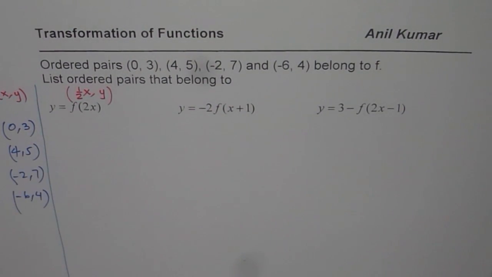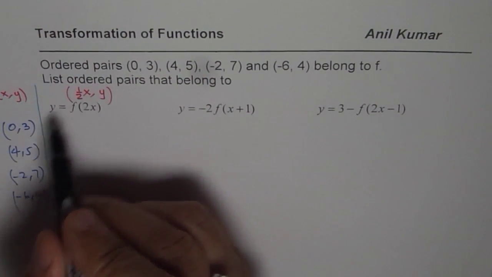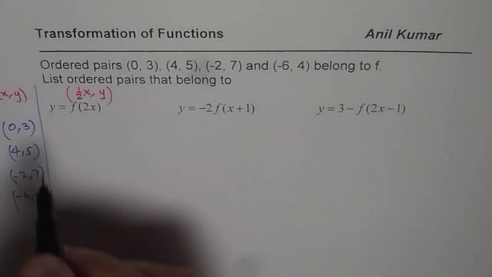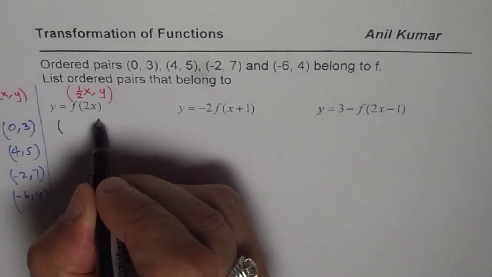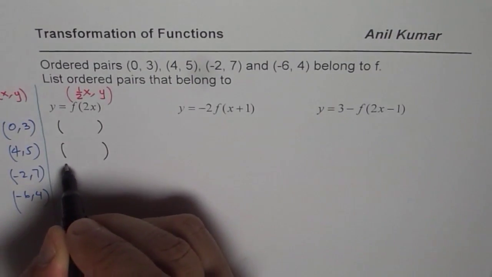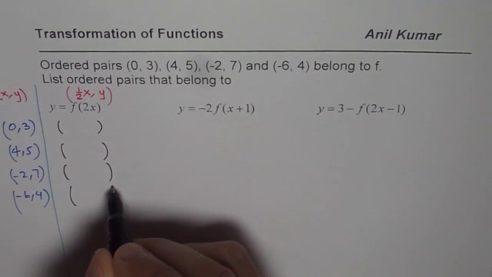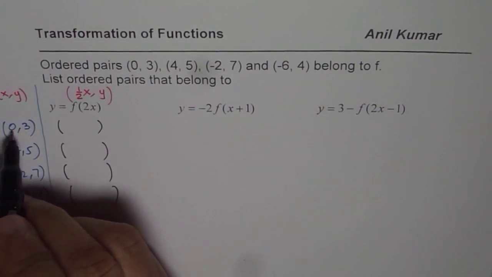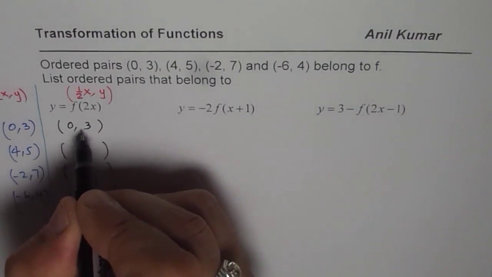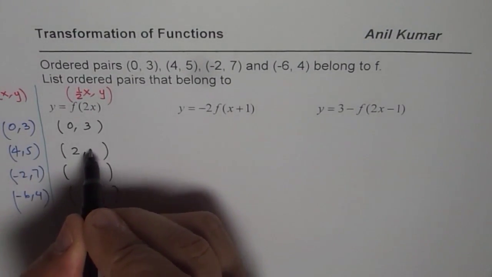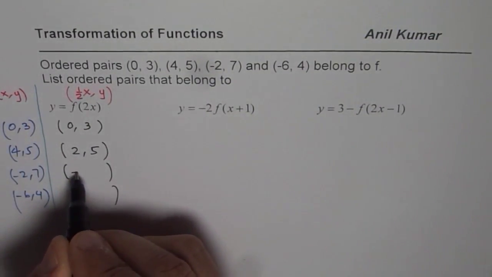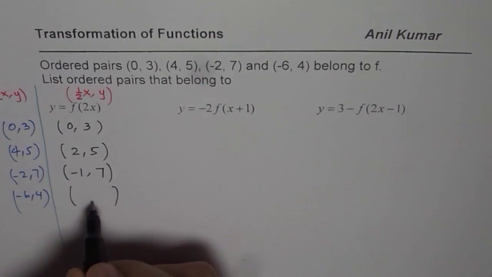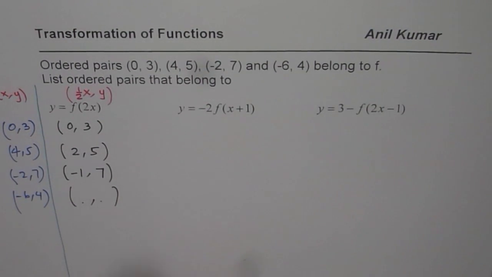Applying this transformation, we can write down the image points. I hope you got the concept. So we'll do half of the x values and leave the y value as such, right? So we have these coordinate points. I'll leave the fourth one for you to do. X values, half of 0 is 0, y remains the same. Half of 4 is 2, y remains the same. Half of -2 is -1, y remains the same. This you have to do, correct.